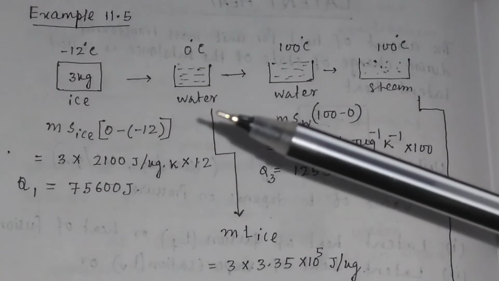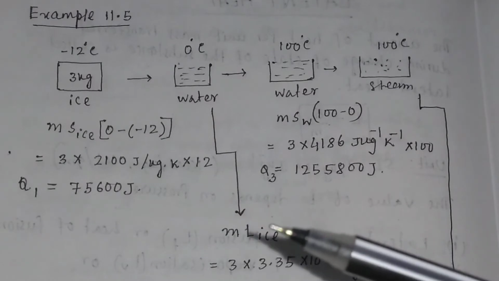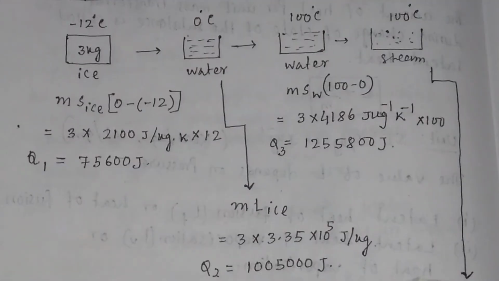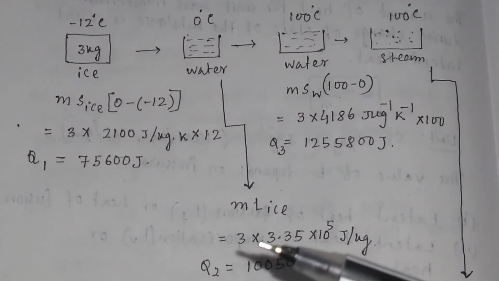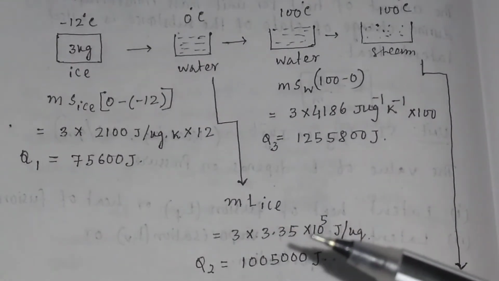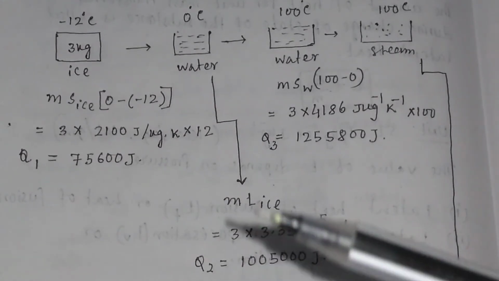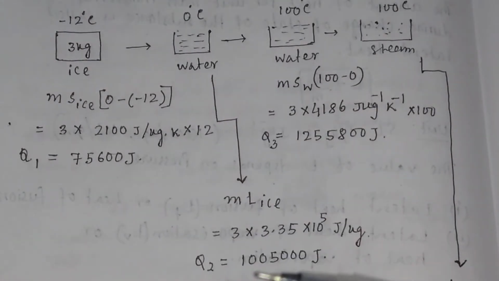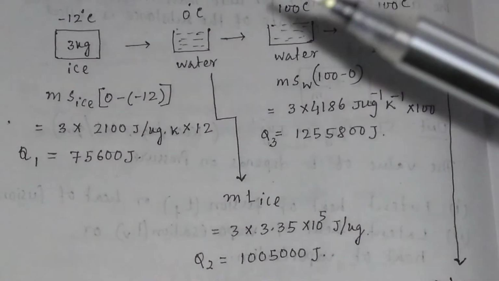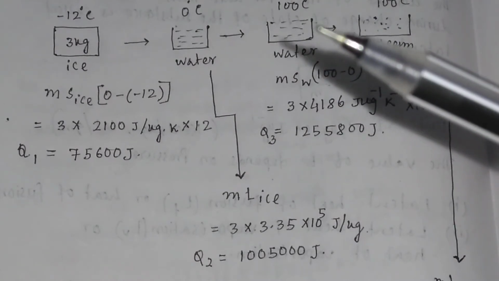Now ice at 0 degree centigrade will be converted into water at 0 degree centigrade. So here there is change of phase. In change of phase you use the formula Q is equal to m L, and the mass of ice is given, 3 kg, and the latent heat of fusion of ice is given, 3.35 into 10 to the 5 joule per kg. So the amount of heat absorbed during this phase change, Q2, is equal to 1005000 joule.